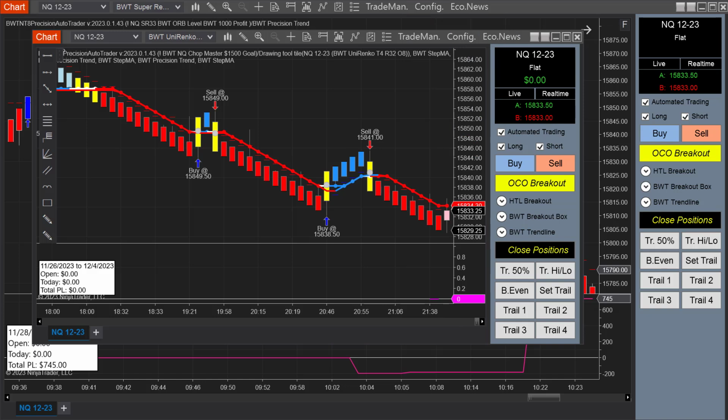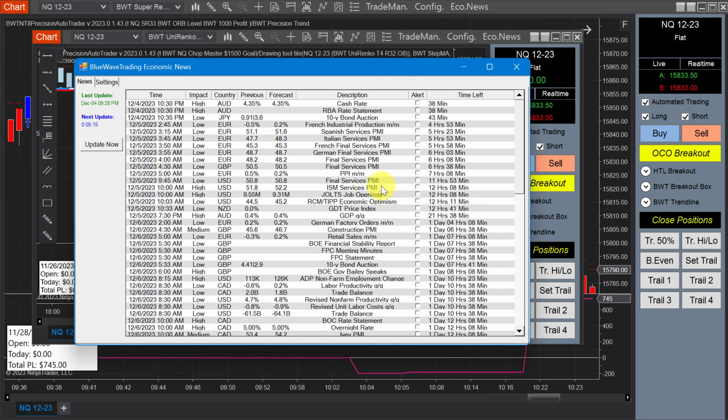We also have our economic news pop-up window, so anytime you'll know what's going on that might affect the market, and this gives you the impact and what country it is and the description of the news announcements and how many hours away it is.